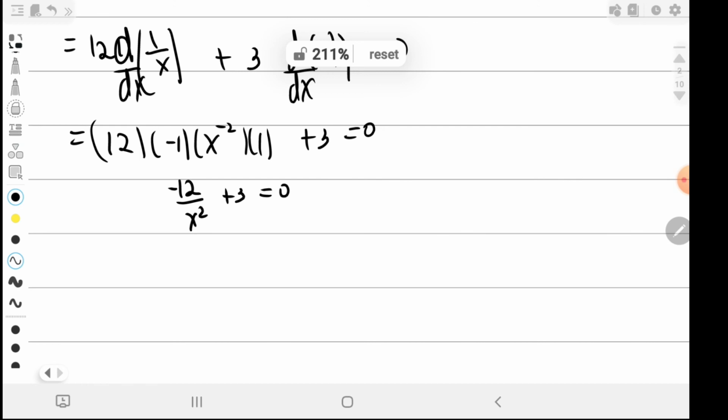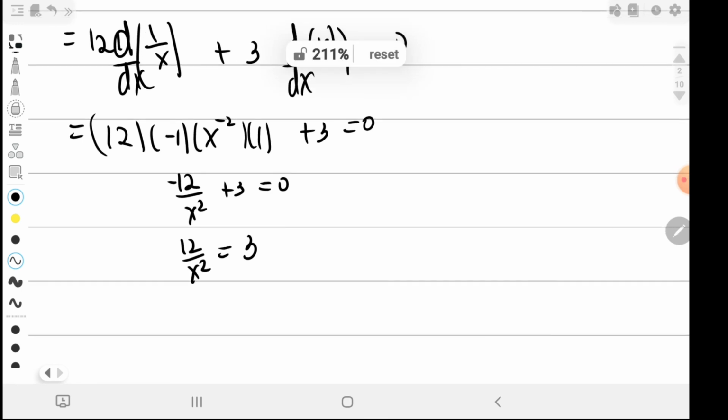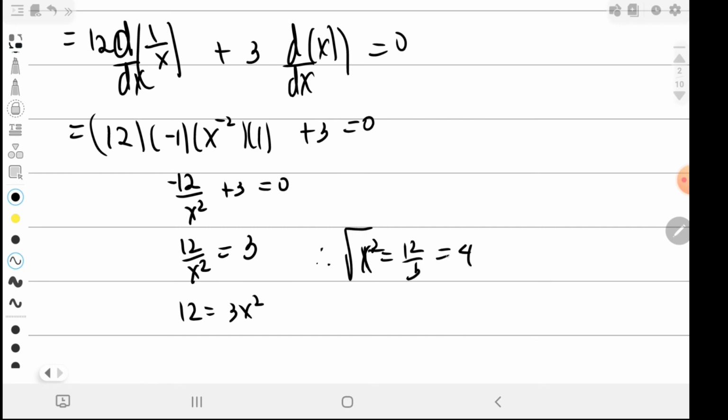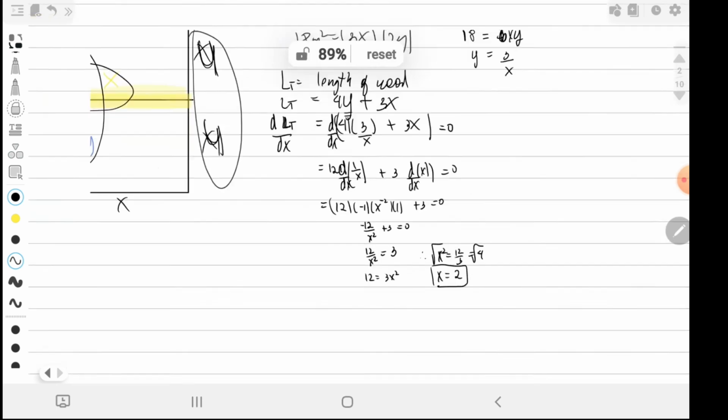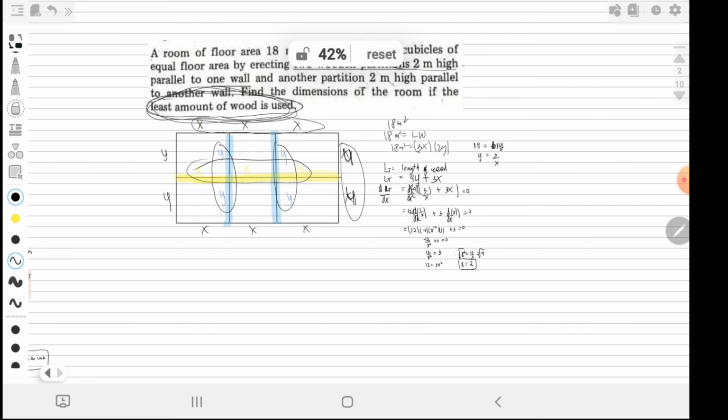So, from here, I will have a value equal to negative 12 all over x squared plus 3 equals 0. So, ito, pwede kong ilipat yung 12 or 3. So, therefore, I will have 12 over x squared is equal to 3. So, therefore, we'll have 12 is equal to 3x squared. And then, by solving for the value of x, I will have x squared is equal to 12 over 3, which is equal to 4. So, getting the square root of both sides, I will have x is equal to 2. So, yung x natin is equal to 2.